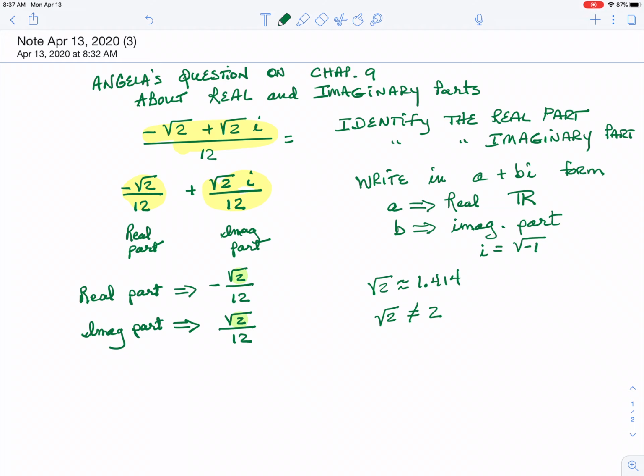So you would leave these just as they are, negative square root 2 over 12 for the real part and positive square root 2 over 12 for the imaginary part. And again, notice I do not include the I when I answer that question.